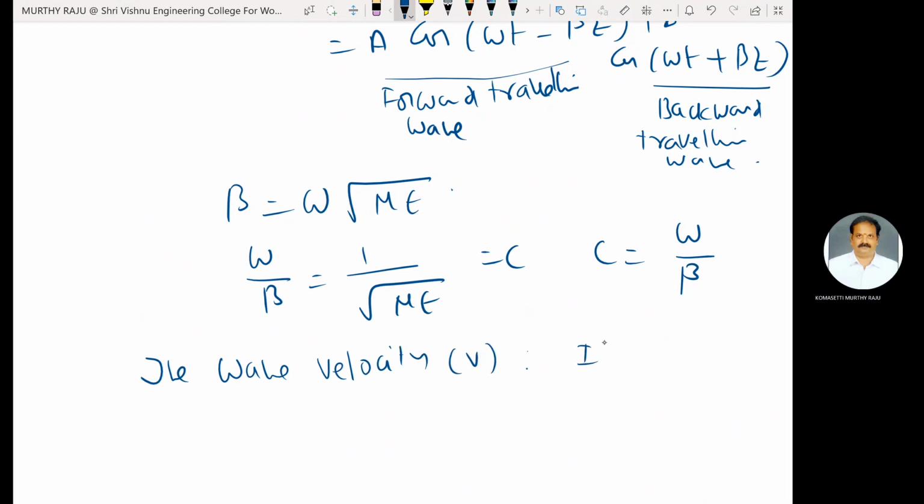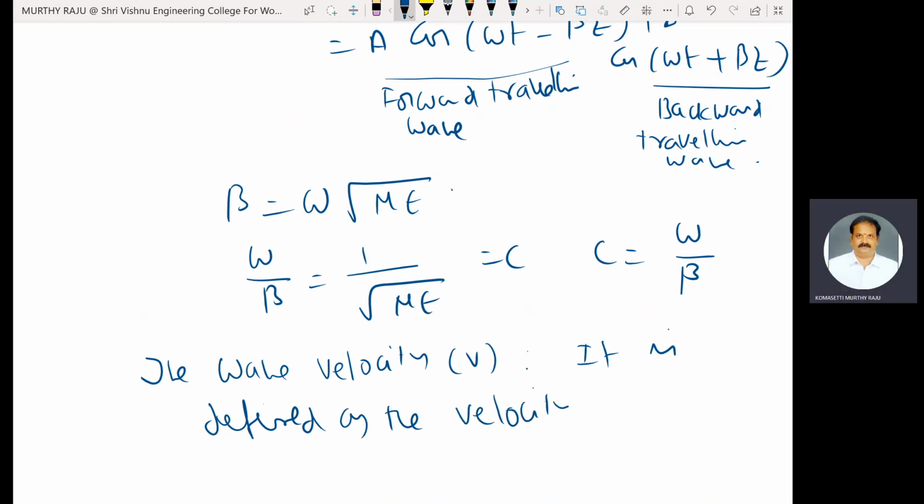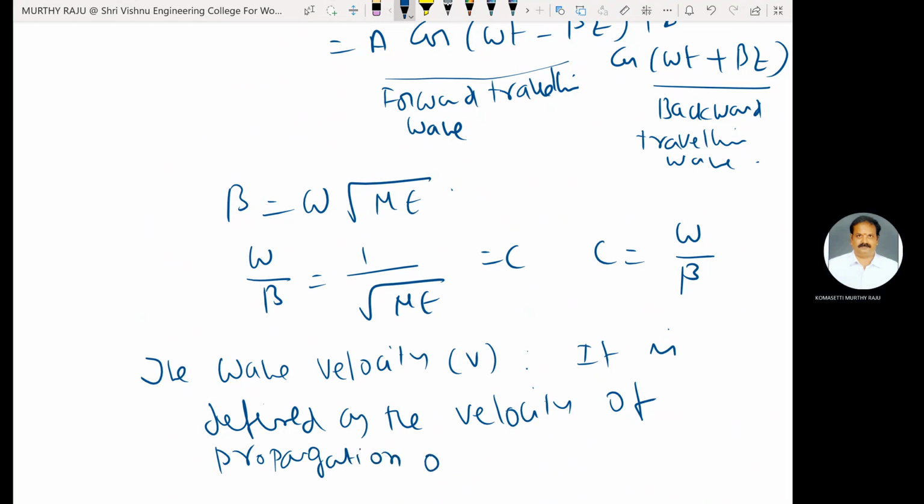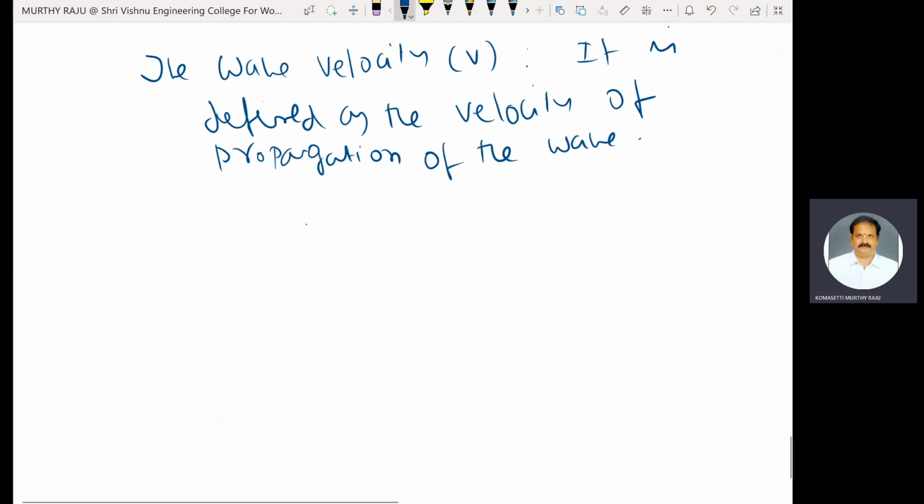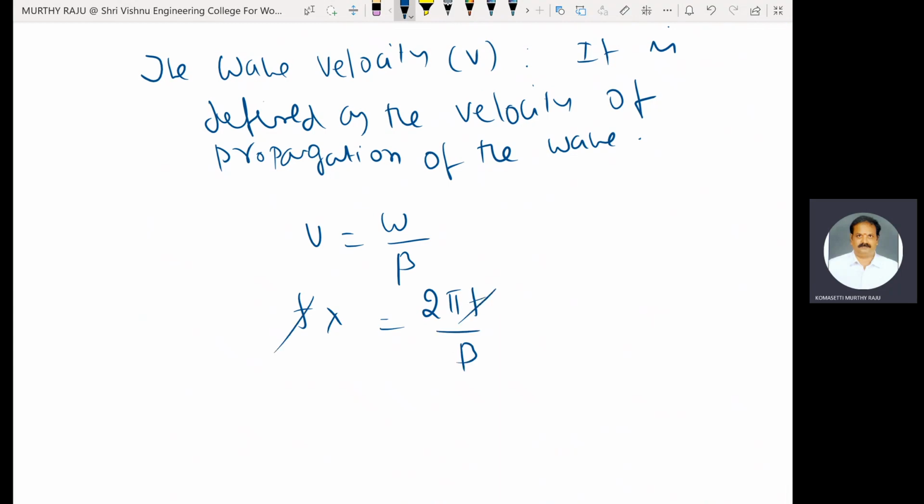is defined as the velocity of propagation of the wave. Therefore, v is equal to omega by beta. V is equal to f lambda, and omega is equal to 2 pi f by beta. f is cancelled. Therefore, lambda is equal to 2 pi by beta. Beta is called the phase shift constant, measured in radians per meter.